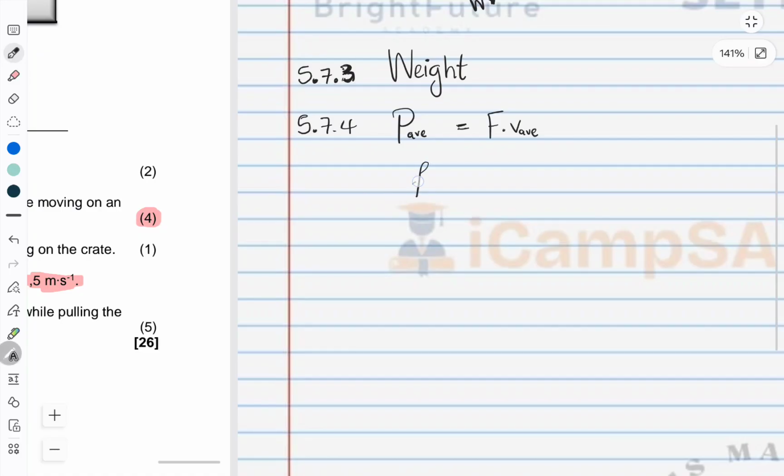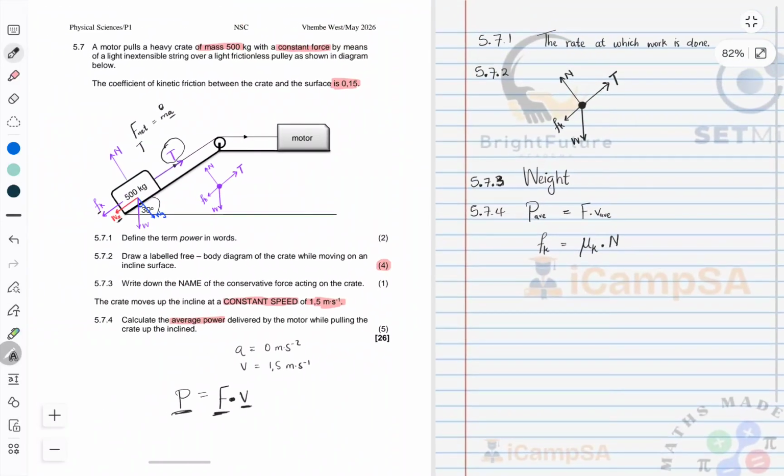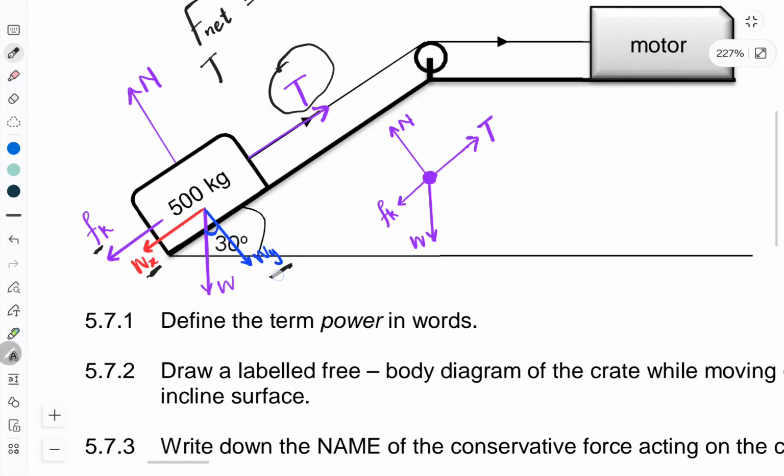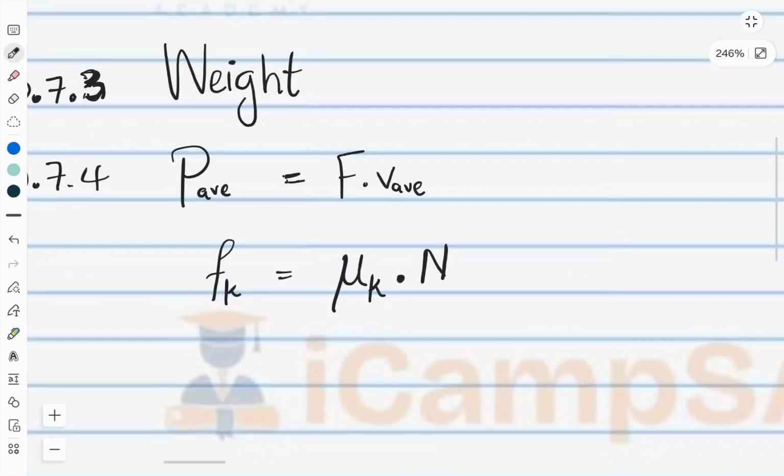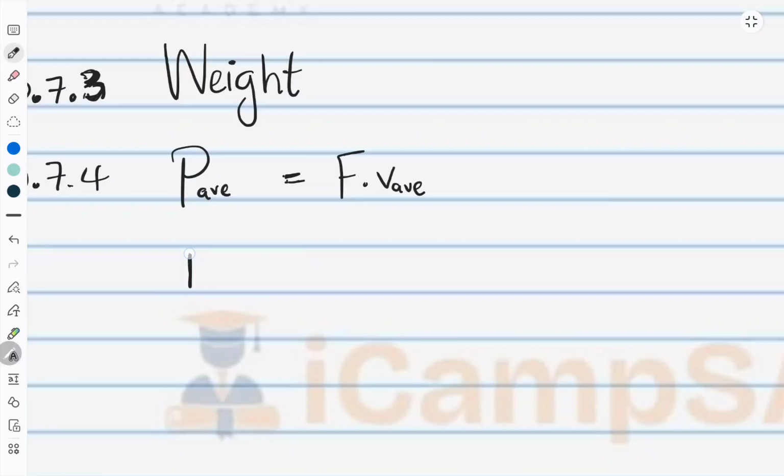We know that Fk, our kinetic friction, is equal to mu k, the coefficient of kinetic friction, times N. N is our normal force. So N in this case is equal to our perpendicular component of weight. So that's mg cos 30. So we can actually start by finding N. N is equal to mg cos 30 degrees.